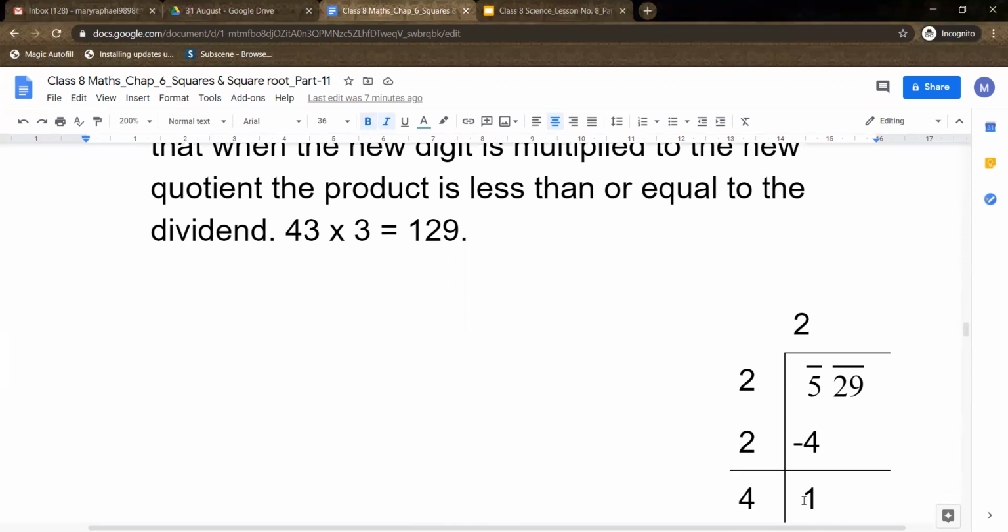Now we have to write the 2 just below that also. That is not shown in your textbook, but you write it, that is very easy to understand. So the new digit, the square of 2 is 4, which is very close to 5. We cannot take more than that. We can take either equal to or less than the first pair. So 2 square is 4, which is less than 5. So 2 is the digit we have to write in 3 places.